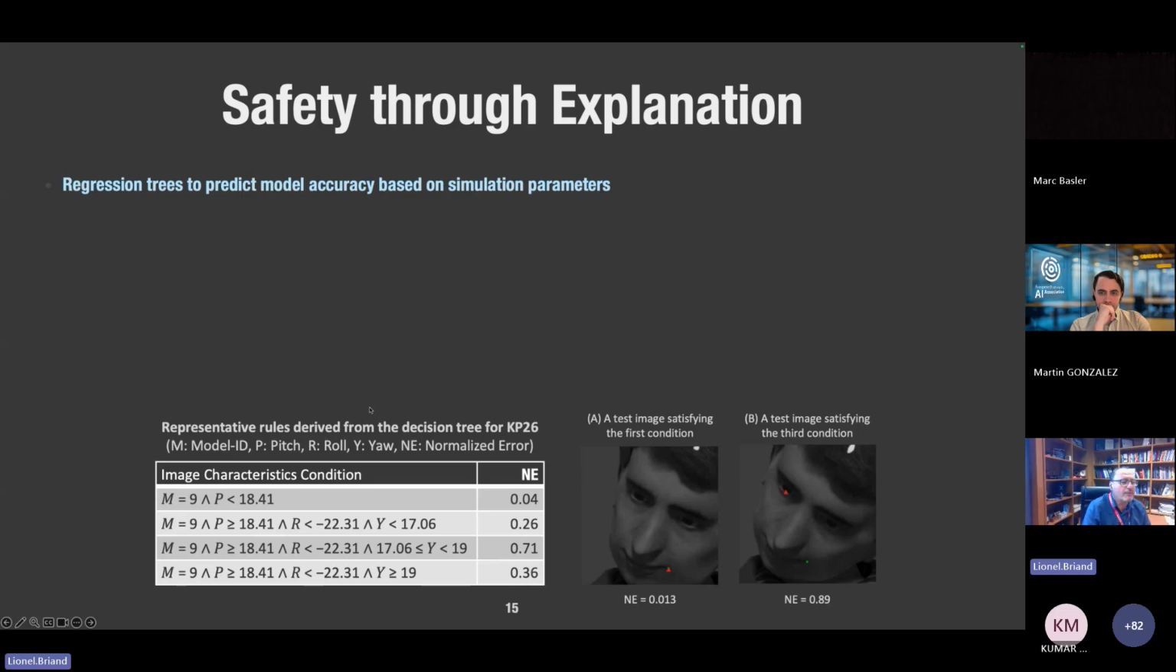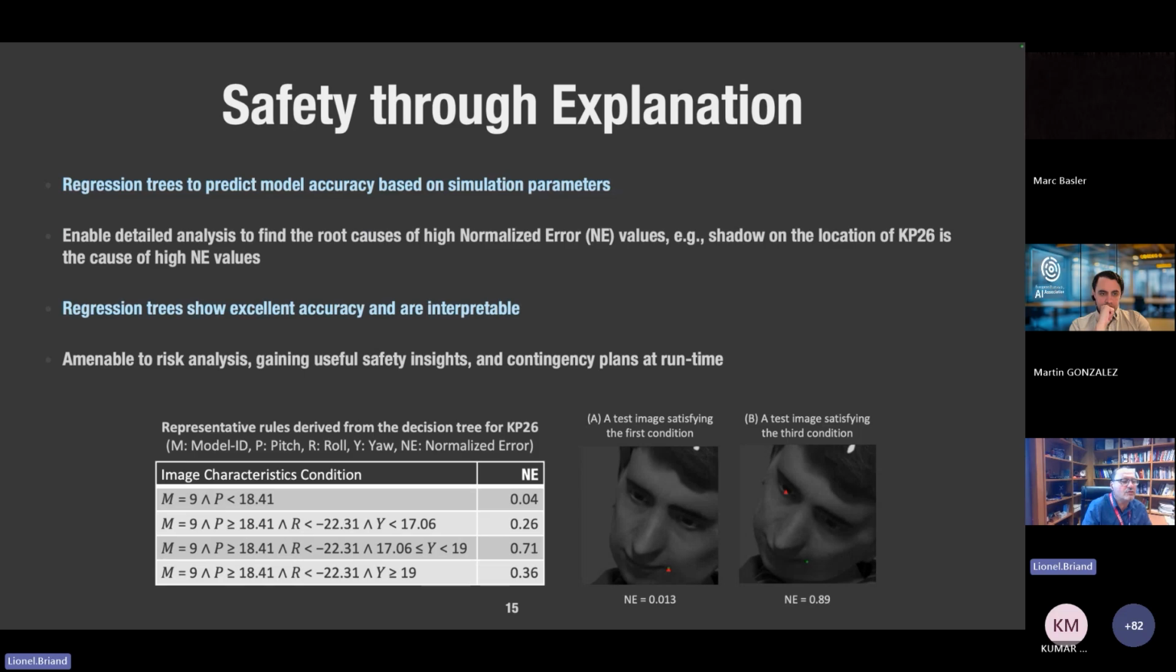And so, for example, here, the rules are based on characteristics of the face, the pitch, roll, and yaw of the head. And so, without getting into details, for example, we found rules where when the head was in a certain position, you had shadows on the face. And because you had shadows on the face, certain key points could not be accurately predicted.